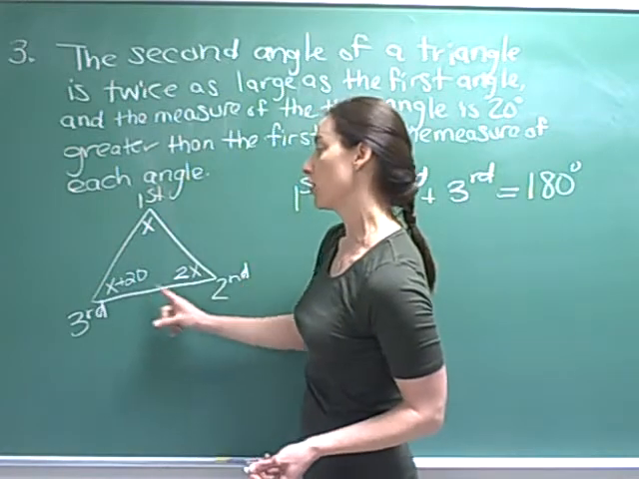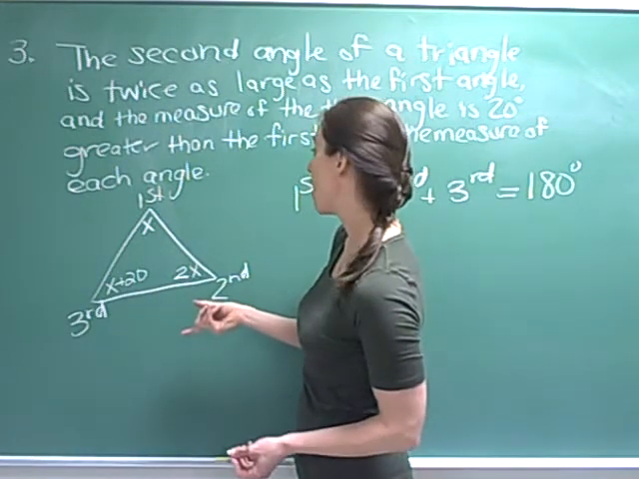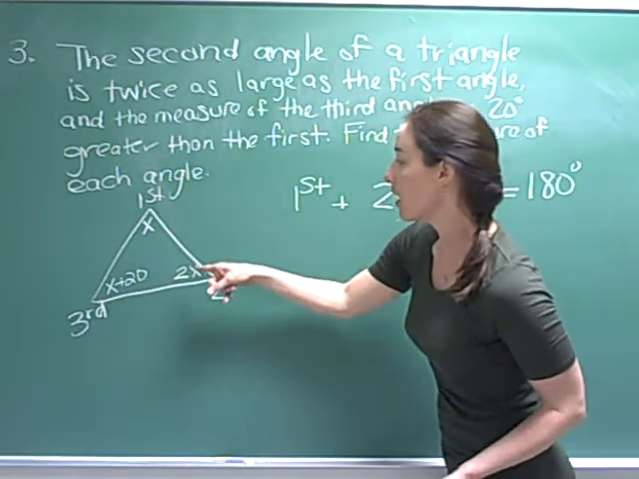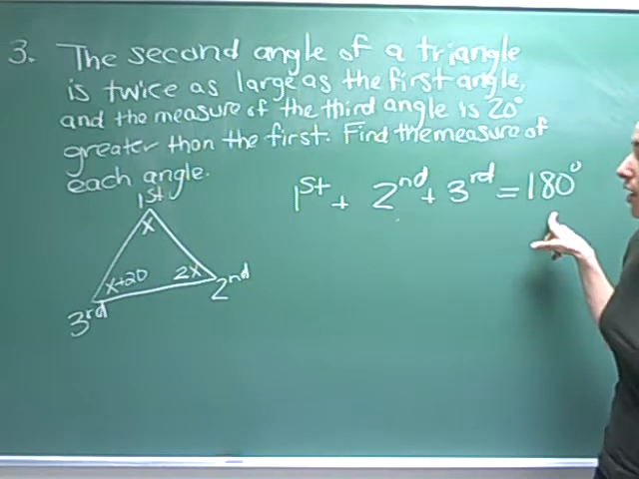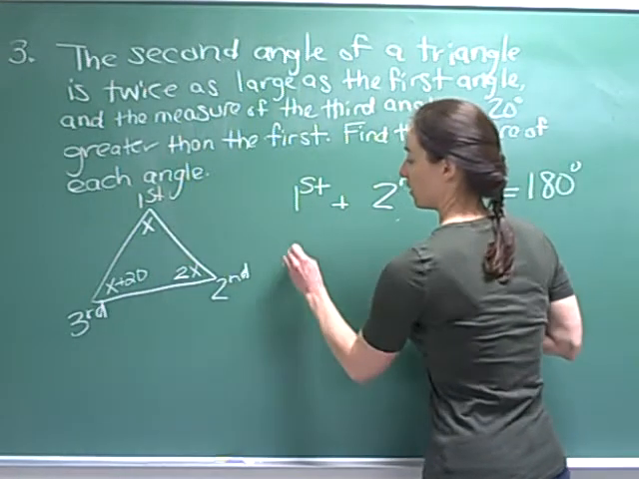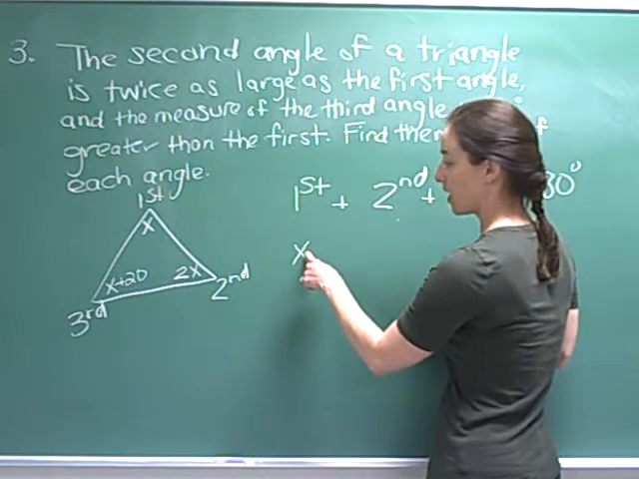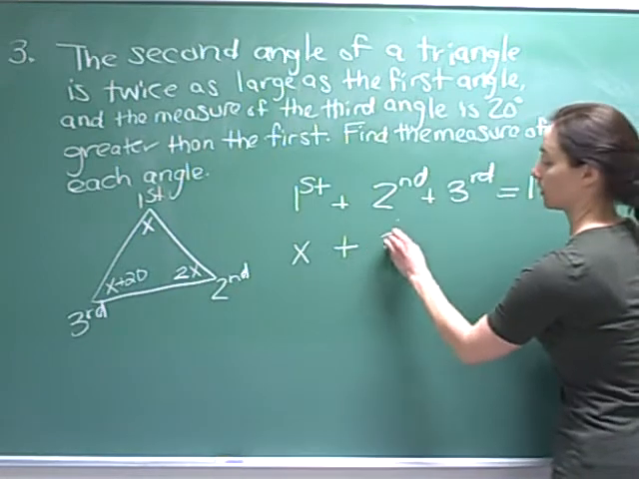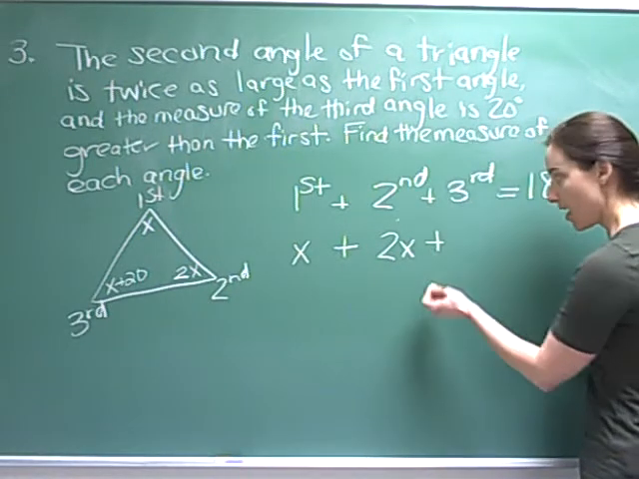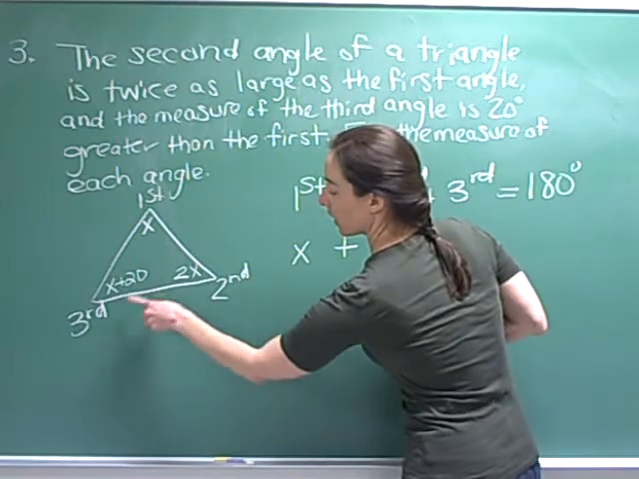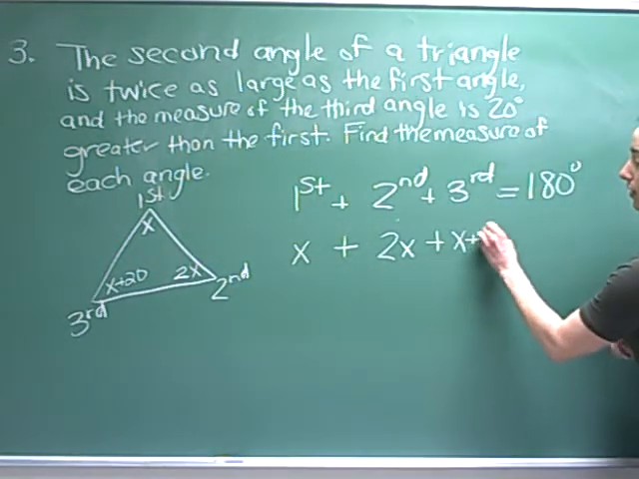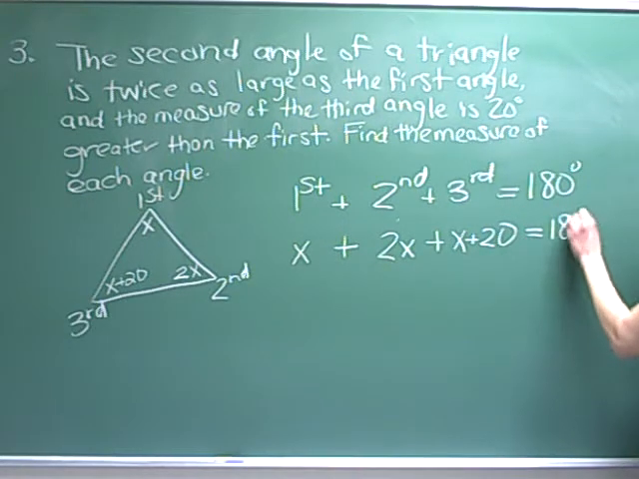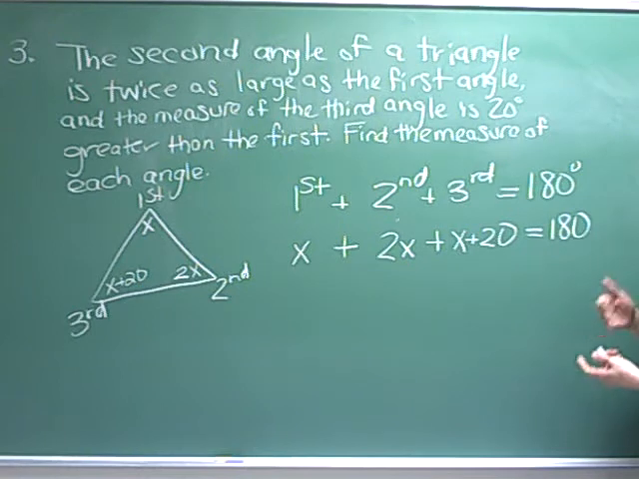So now I have enough information about every angle in this triangle to figure out the individual degrees. Because if I add all three of those measurements up, it should total to 180 degrees. So the first angle, I represented with an X, and I'm going to add that to the second measurement, which is represented by 2X. I'm going to add that to the third measurement, which is represented by X plus 20. And all together, those three angles sum to 180. So now we have an equation that we can solve.